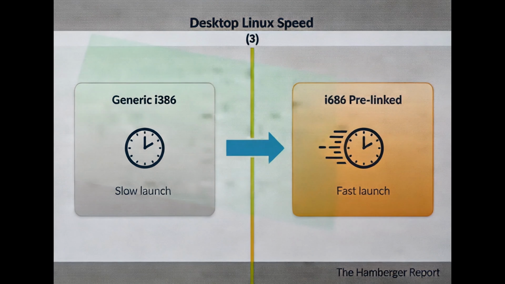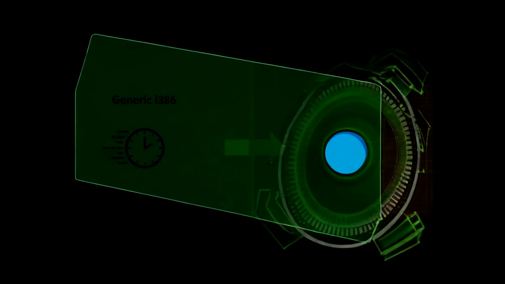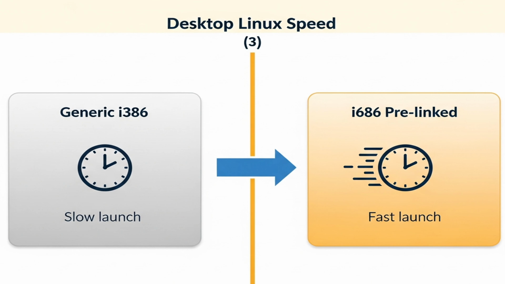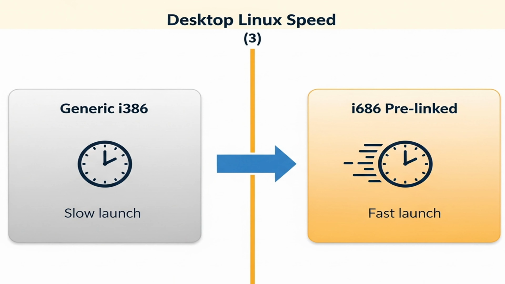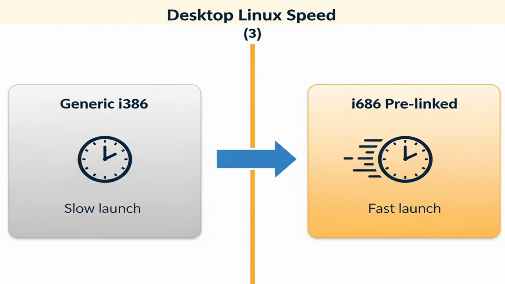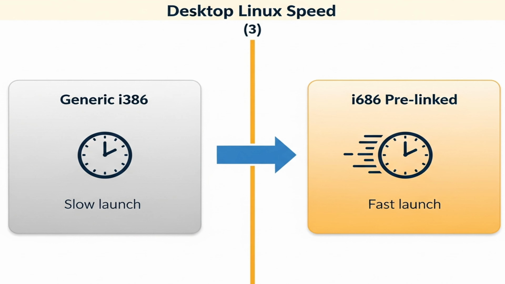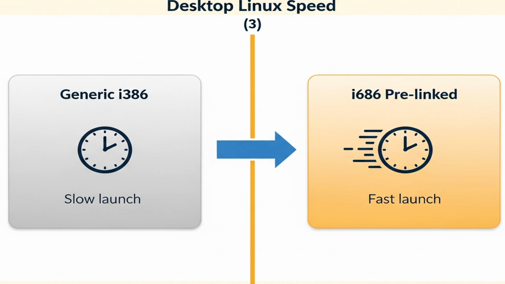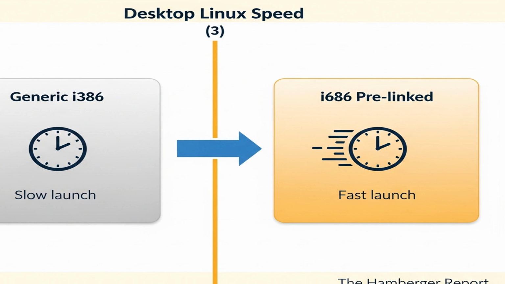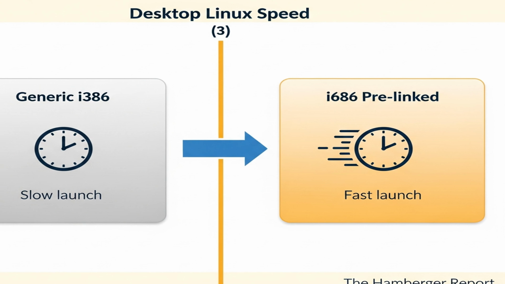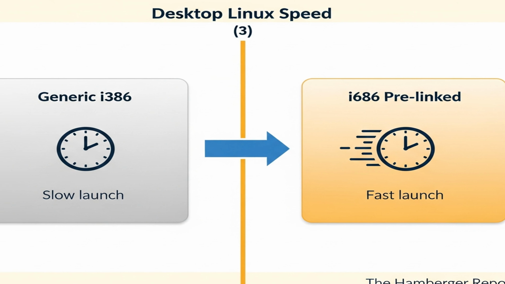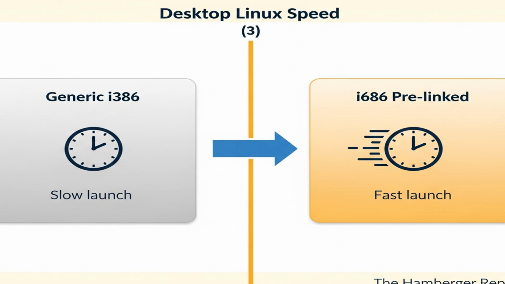Pre-linking extended the argument. When a Linux application launches, the dynamic linker maps shared libraries into memory at runtime, adding measurable latency on every execution. Pre-linking pre-processes that mapping at install time. The runtime cost largely disappears. Ship pre-linked binaries compiled for i686, and the user experience is something the desktop Linux community had not seen before. Genuine speed on a general-purpose machine.